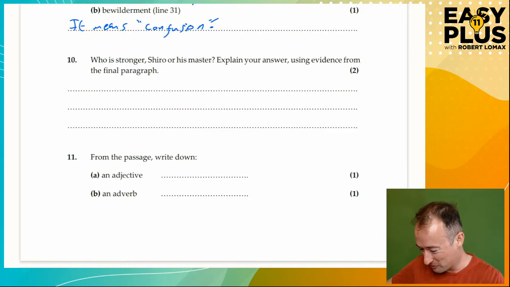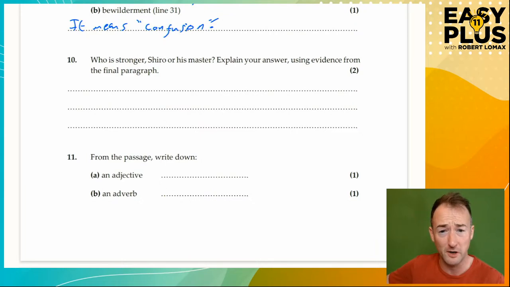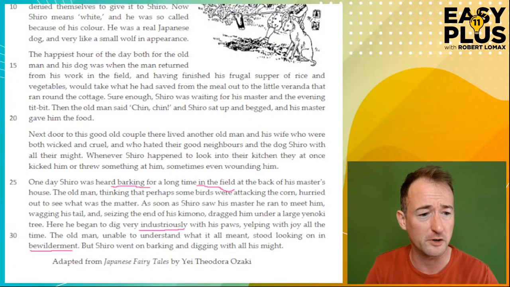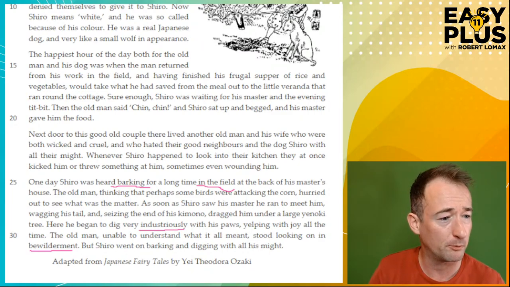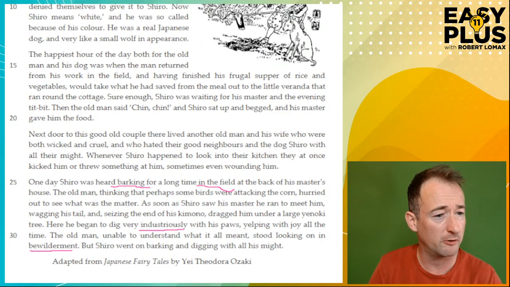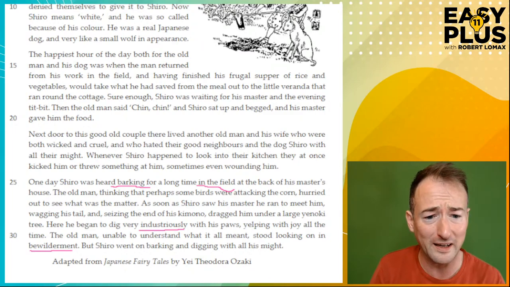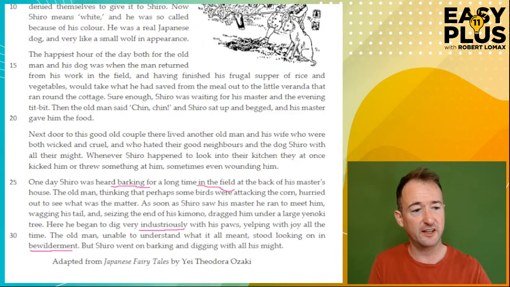Okay. Anyway, question 10. Who is stronger, Shiro or his master? Explain your answer using evidence from the final paragraph. Okay, so we need to go into the final paragraph to find evidence to do with somebody being stronger. So let's have a look through. One day Shiro was heard barking for, blah, blah, blah. We'd done that. The old man thinking, but how he'd out to see what was the matter. Nothing there about strength. As soon as Shiro saw his master, he ran to meet him, wagging his tail and seizing the end of his kimono.